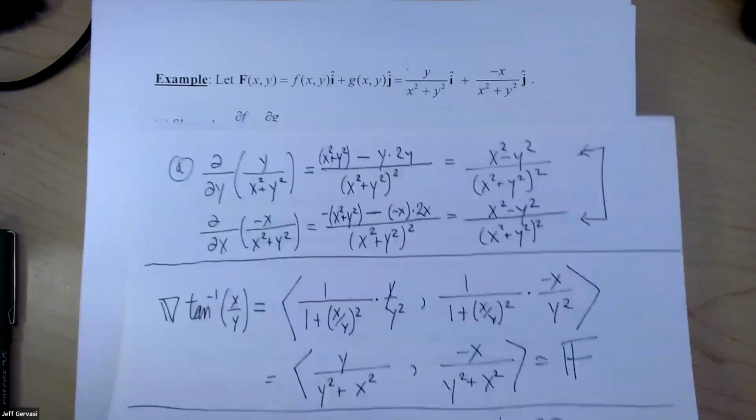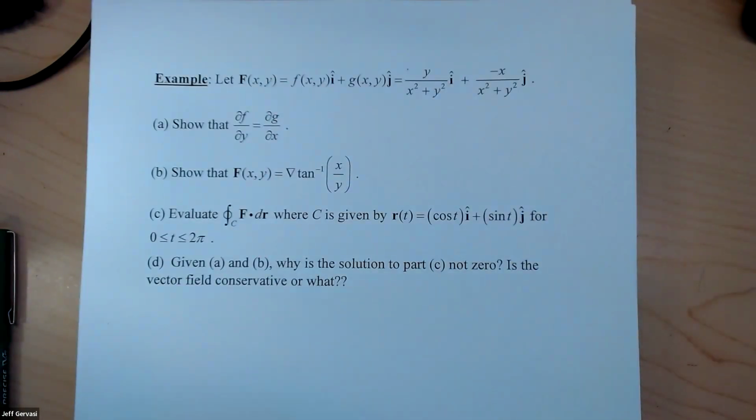What happened? Right, so that's part D. Given A and B, why is the solution to part C not 0? What happened? And is the vector field conservative or what? Well, for one thing, the 2D test actually doesn't apply. Right? If you look back, gang, if you look back at the 2D test, right, we had, let me bring that back up.